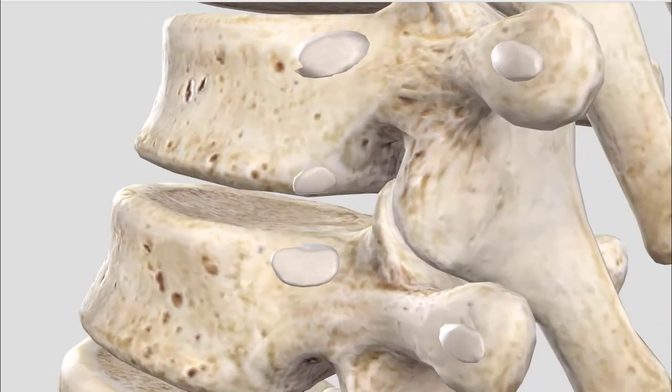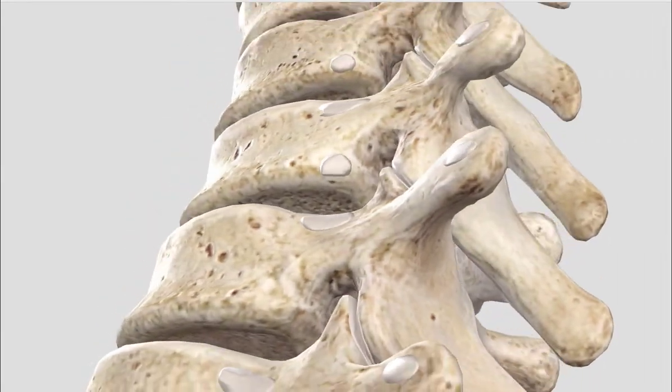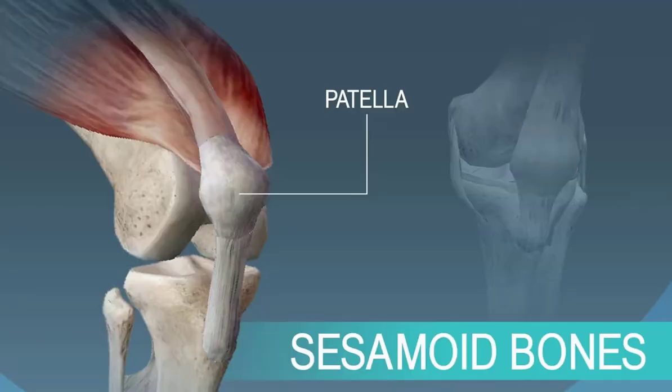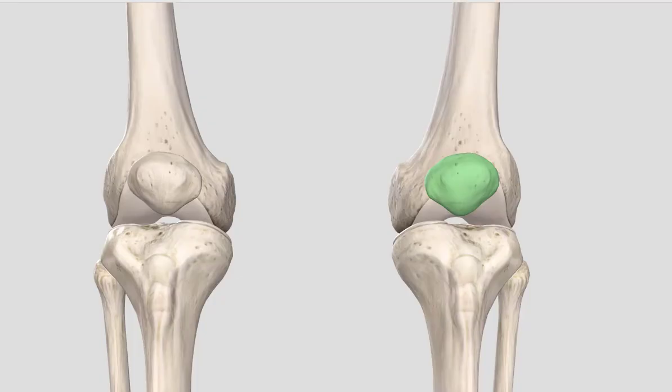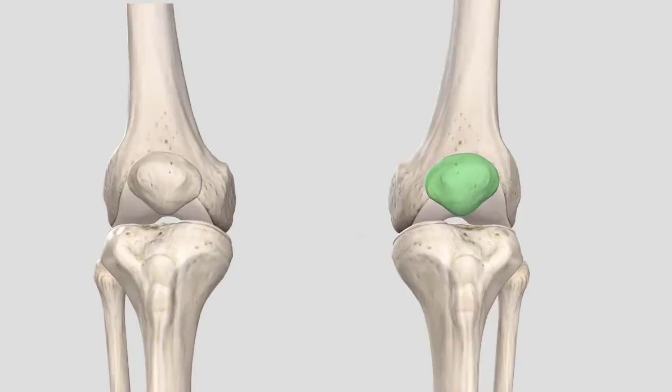Sesamoid bones, which are round and found embedded in tendons and joint capsules. Sesamoid bones are bones embedded in tendons. These small, round bones are commonly found in the tendons of the hands, knees, and feet. Sesamoid bones function to protect tendons from stress and wear. The patella, commonly referred to as the kneecap, is an example of a sesamoid bone.